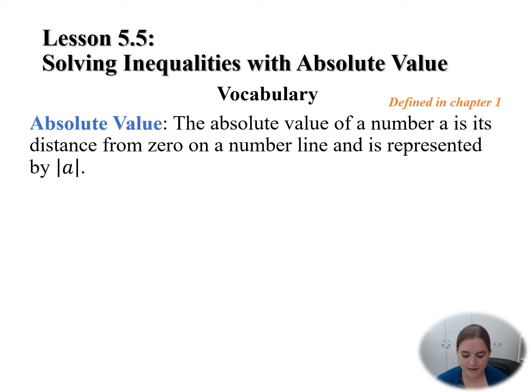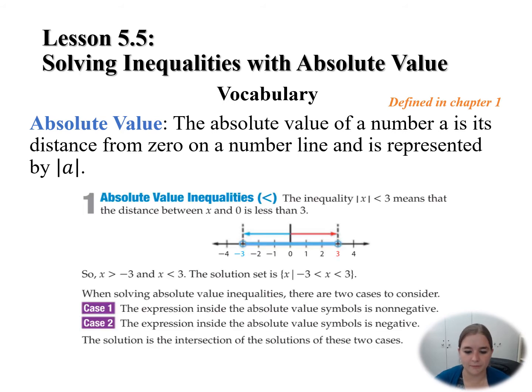But the absolute value of a number is the distance from 0 on a number line represented by those straight line parentheses, those vertical bars. That tells us that it is a distance away from 0. So the first part here, and I do want you to write these down, that sentence here at the bottom. Oh, it's not letting me draw today.